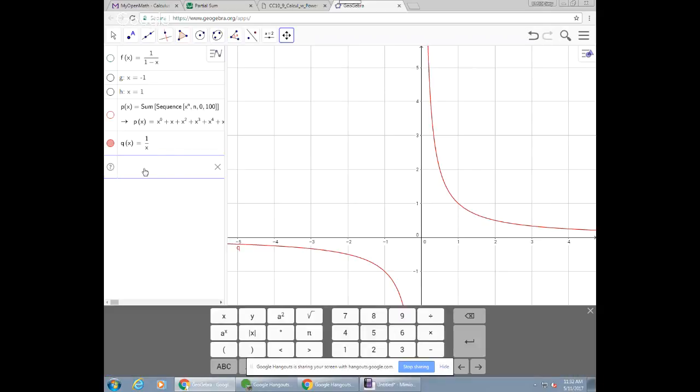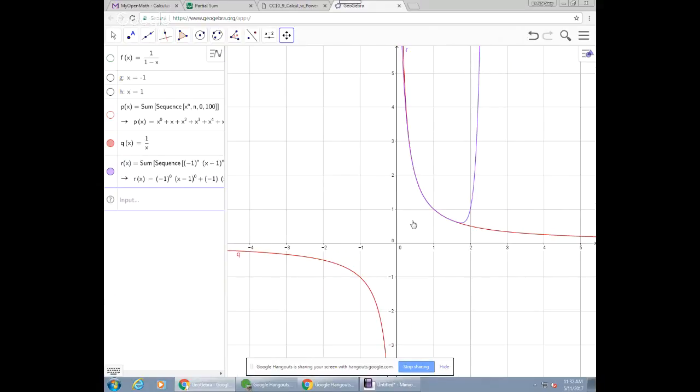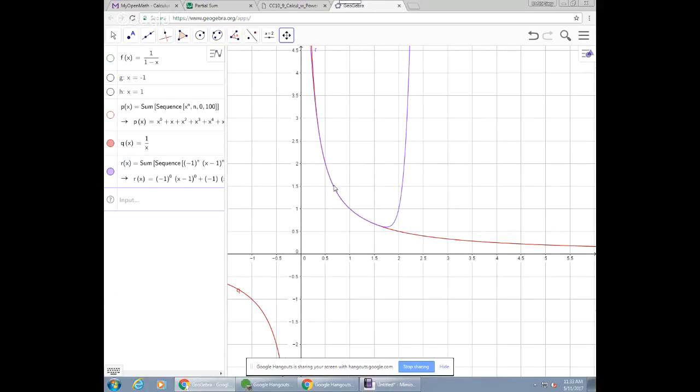So I'm just going to check to see if that really works. If I plug in my sum, my sequence is alternating, right? So I'm going to have a -1 raised to the n times x minus 1 raised to the n. And that's all there was to our series, right? So then I have a comma, n is my variable, starting at 0, and let's go out 10 terms. So that's that blue curve here. And you can see the blue curve fits pretty tight on top of the red one.